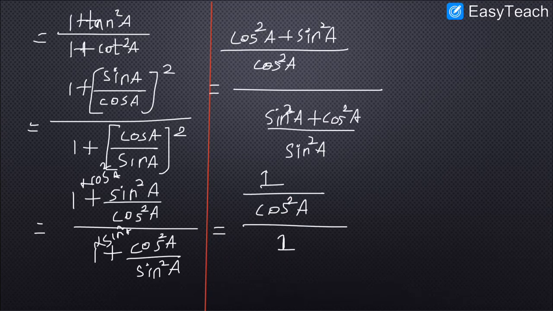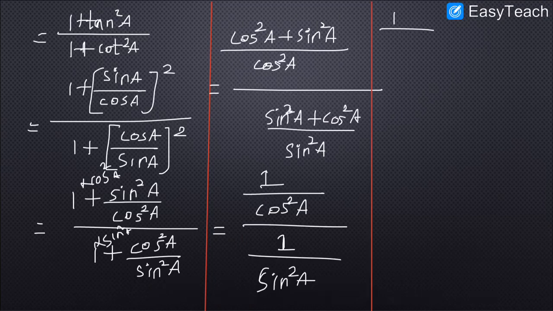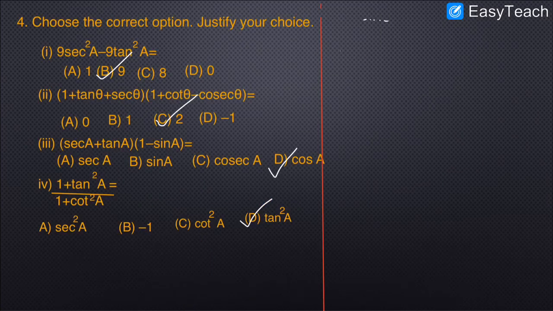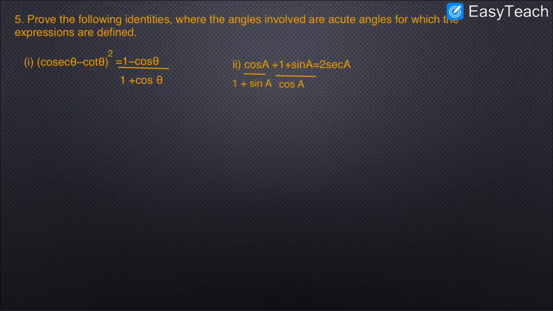So 1 by cos square A, and here also sin square A plus cos square A is 1, by sin square A. Let's bring to the top, cos square A into sin square A by 1. So we know that sin A by cos A is tan A. So sin square A by cos square A is tan square A. So the answer is tan square A. Let's move to the fifth question.